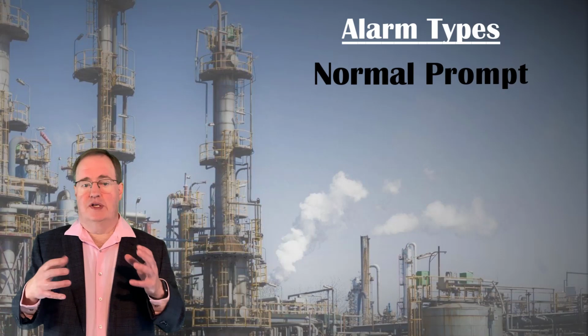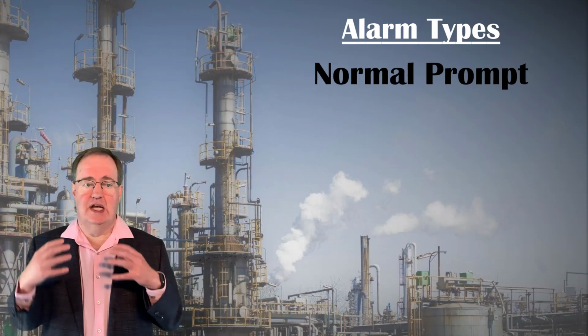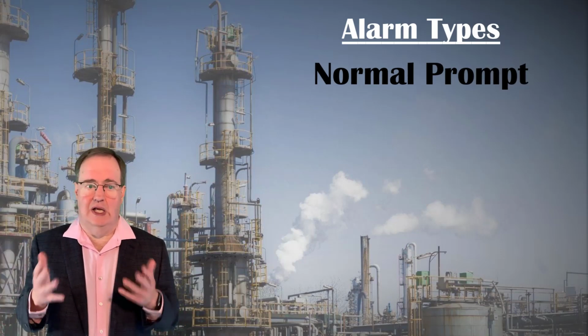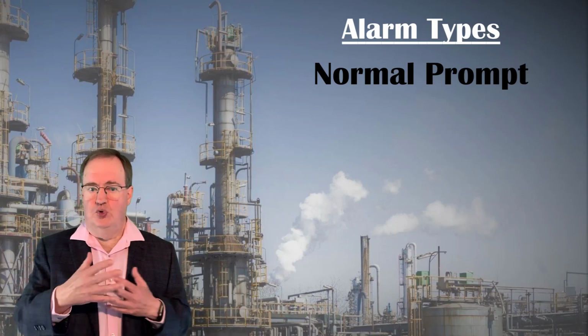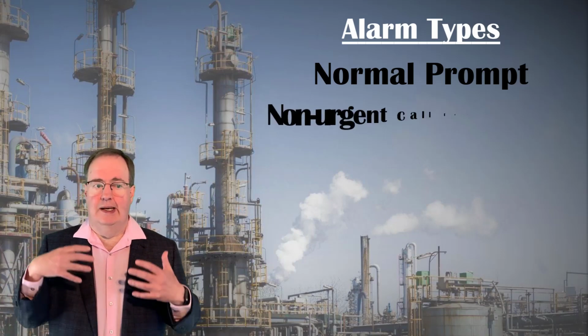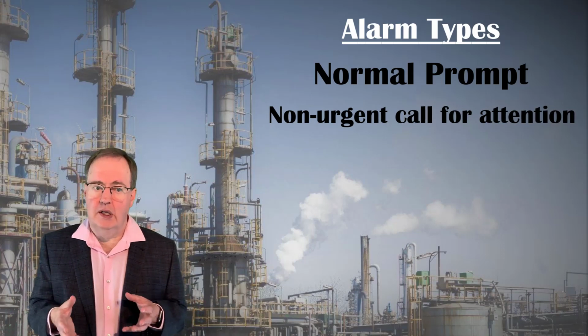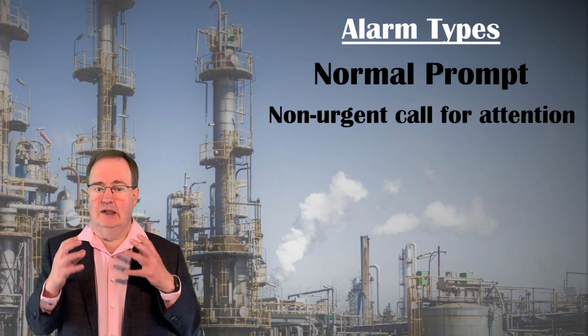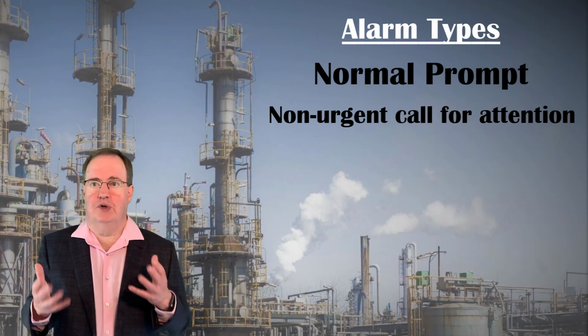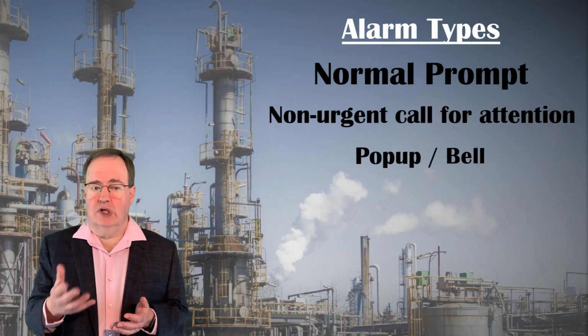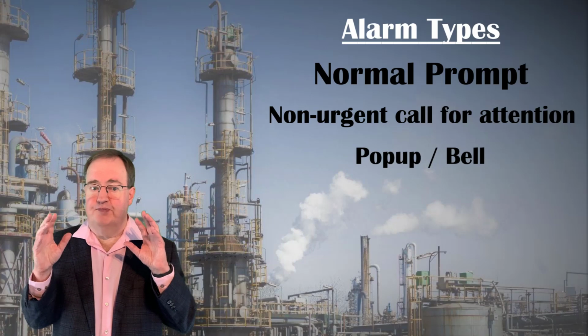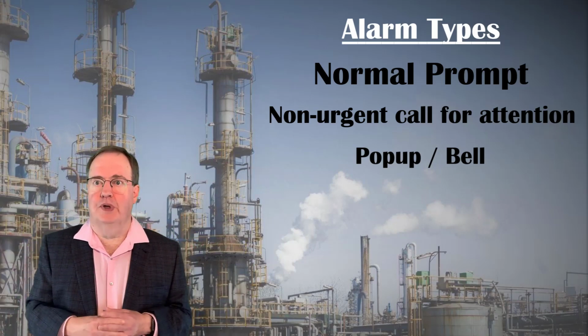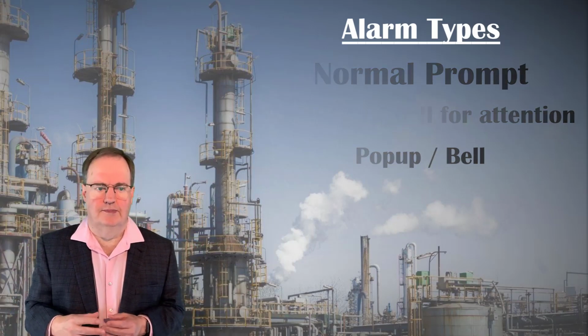We need to classify operator alarms to help him or her deal with them appropriately. The first is a normal prompt. The process is operating normally, but the operator's attention is required to perform a manual action or give permission to move to the next phase of a batch. Normal prompts are low priority and should be communicated in a low-stress manner that won't be confused with a process upset. A neutral colored screen pop-up or a soft bell would be an appropriate sort of signal.